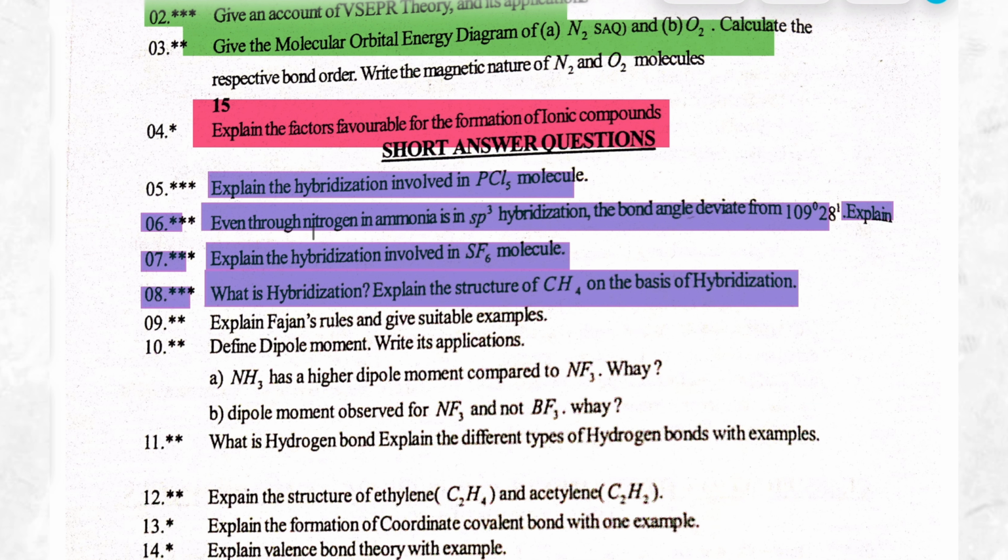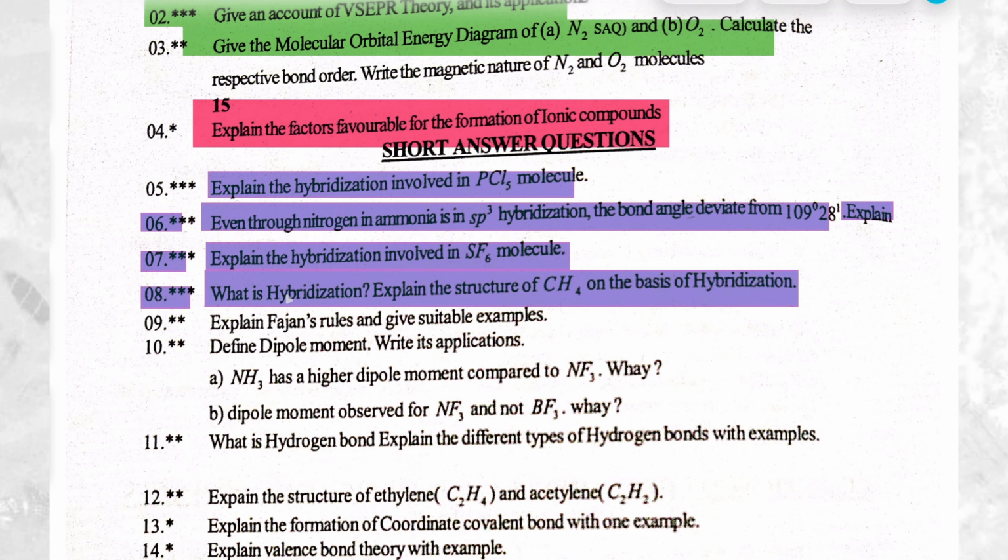Anyone will be asked. Otherwise, explain sp3 hybridization by taking ammonia, NH3. Okay, and we can explain hybridization, bond angle, lone pair electrons, whatever it may be. We need to explain sp3 hybridization by using ammonia. That is also sometimes asked in a SAQ.